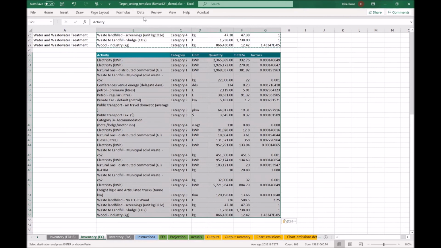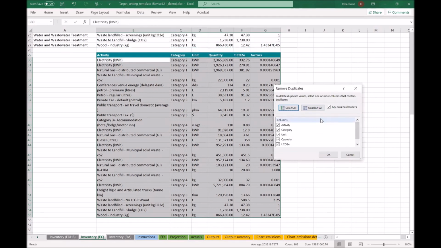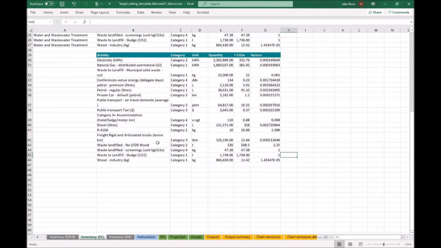And now we'll go to the data tab of the ribbon, and then you'll see this symbol here, which has got 2 blue boxes and a red cross. This is remove duplicates. So click on that. See, my data has headers is selected, and we can see all the column names here. So we want to deduplicate the activity, that is the emission source. So we'll unselect all and select activity and go OK. And voila, we have each individual emissions factor.